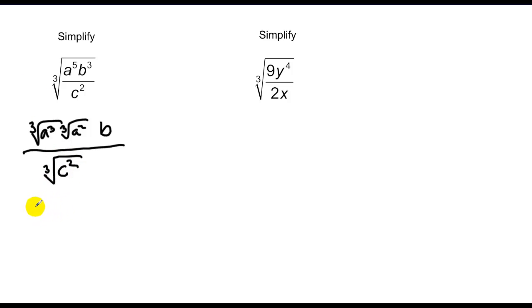So simplifying that a little bit more, I have a, b, cube roots of a squared all over the cube root of c squared. Now, I need a perfect cube in order to get rid of this squared term. So, in this case, c cubed is the first perfect cube I can think of. So in order to make a c squared into a c cubed, I need to multiply by the cube root of c.